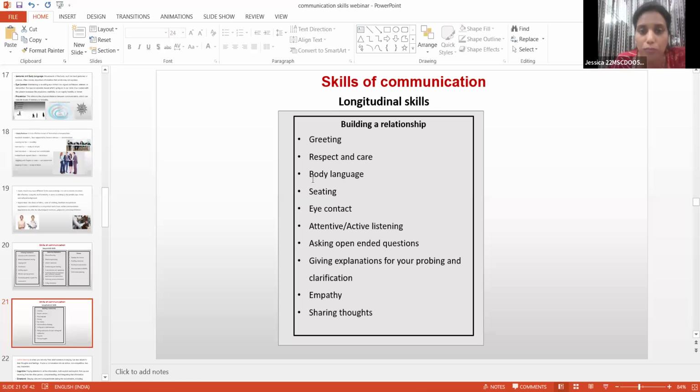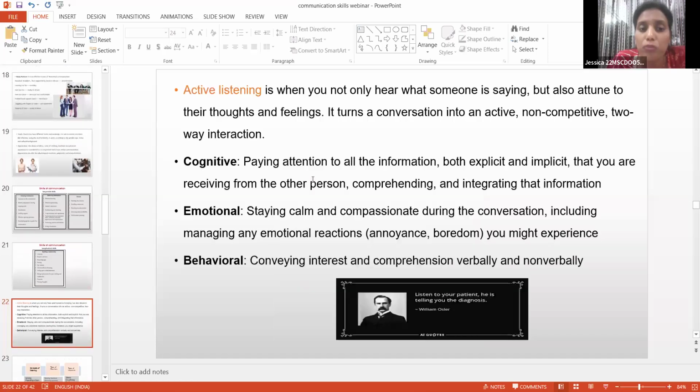Now, when I am talking about active listening, what is active listening? Active listening is when you are available to the patient, you not only hear, you listen to the patient, and you are attuned to their thoughts and feelings. It turns a conversation into an active, non-competitive, two-way interaction. In active listening, we have three important components: cognitive, emotional and behavioral.